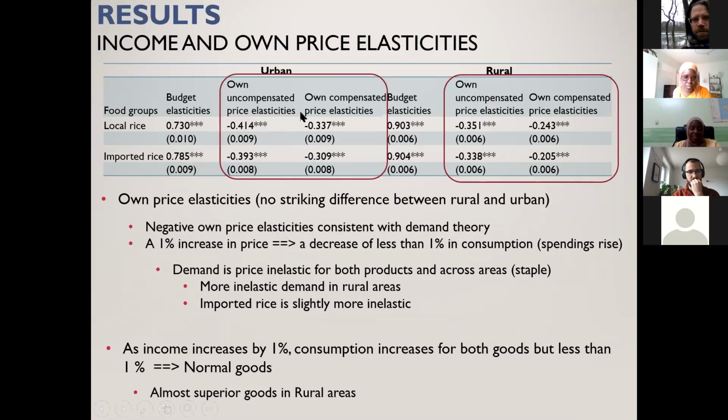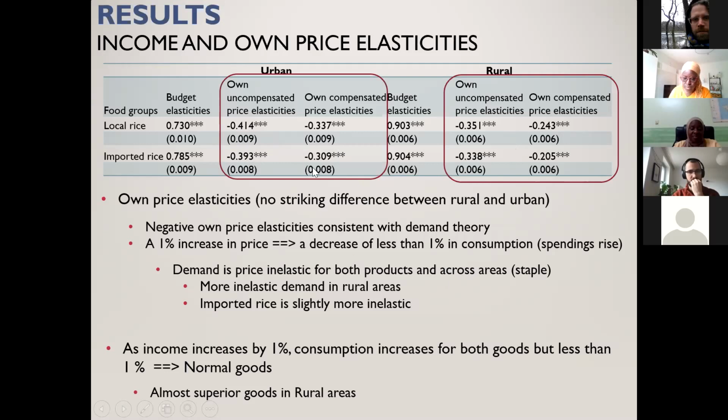Just to recall, price elasticity means: when price increases by 1%, what is the percent change in consumption? So here we see that when the price of both local and imported rice increases by 1%, the consumption of both products decreases by less than 1%. This means that the demand is inelastic for both products and in both urban and rural areas. However, it's slightly more inelastic in rural areas compared to urban areas, and also slightly more inelastic for imported rice compared to local rice.